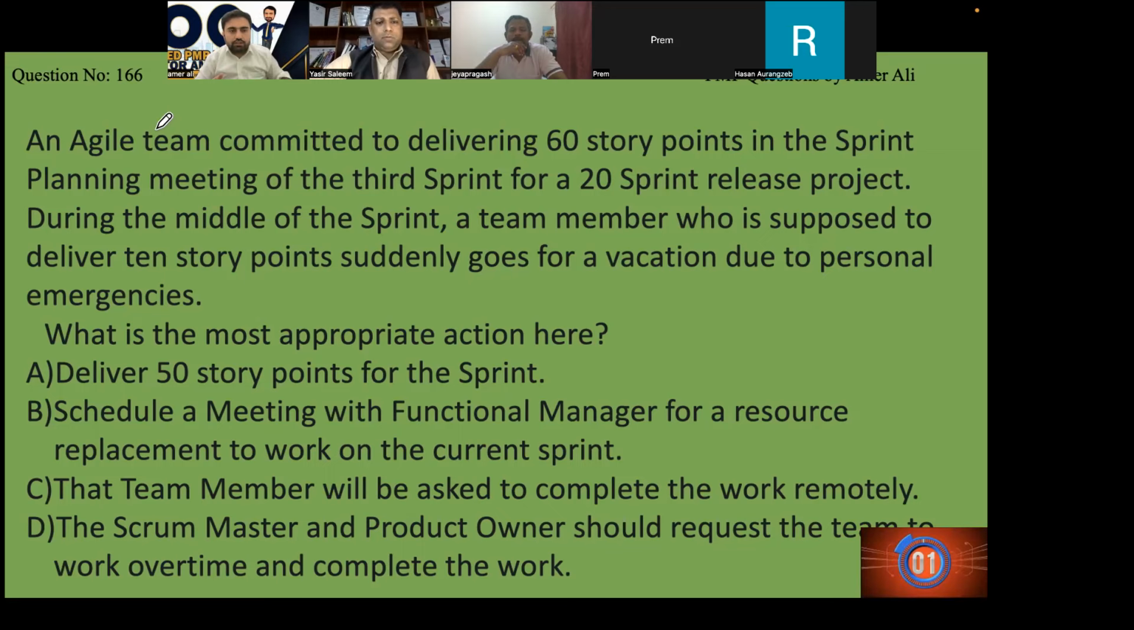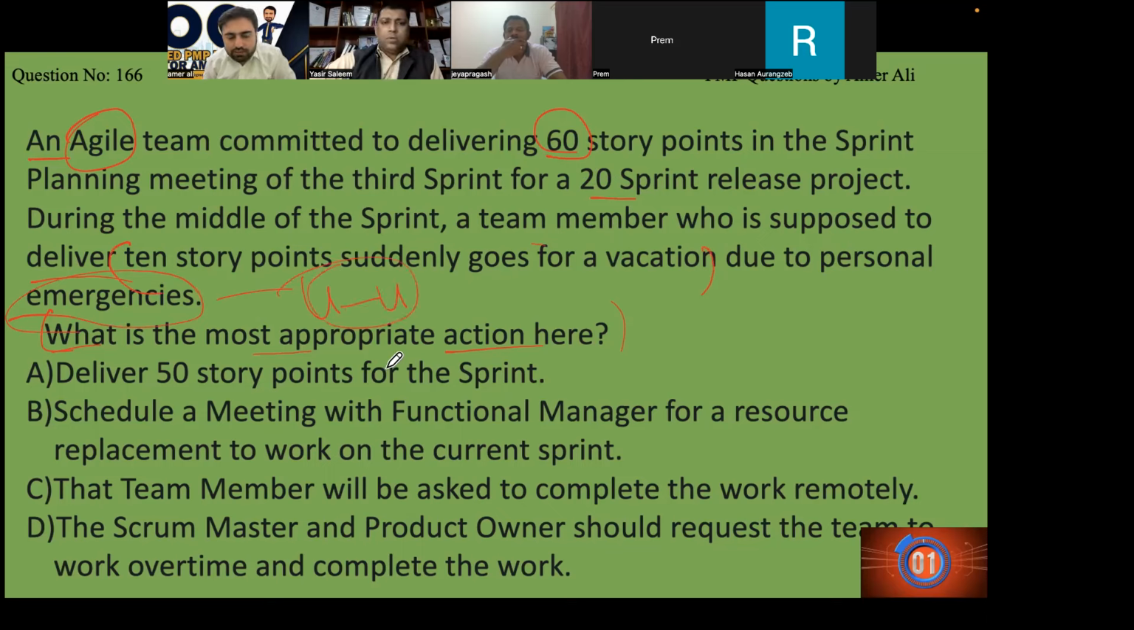Okay. So I made these long questions just to give the context so that you can understand how long questions will look. What is the most appropriate action here? Here the last line does not help us. And the first thing first, the keyword is agile. The team committed to delivering 60 story points in the sprint. It is the planning meeting of the third sprint for a 20 sprint release. In the middle, a team member who is supposed to deliver 10 story points goes on vacation due to a personal emergency. Unknown risk. What is the action?